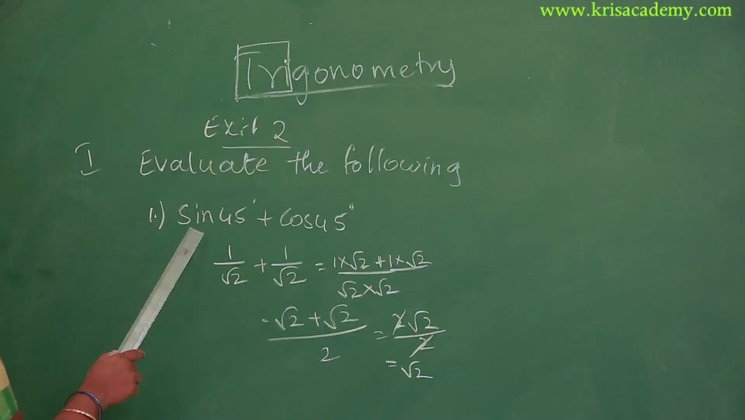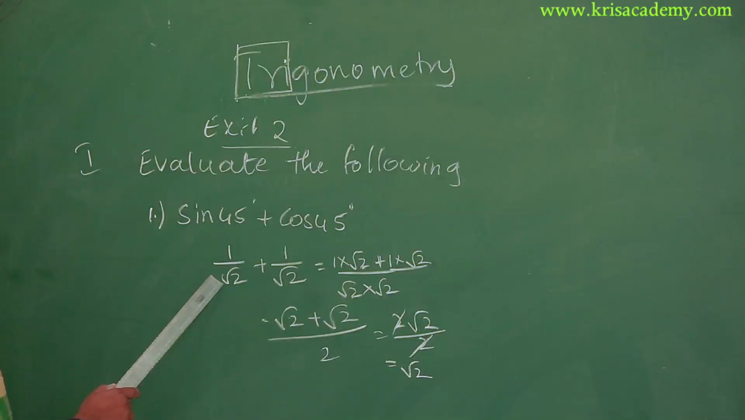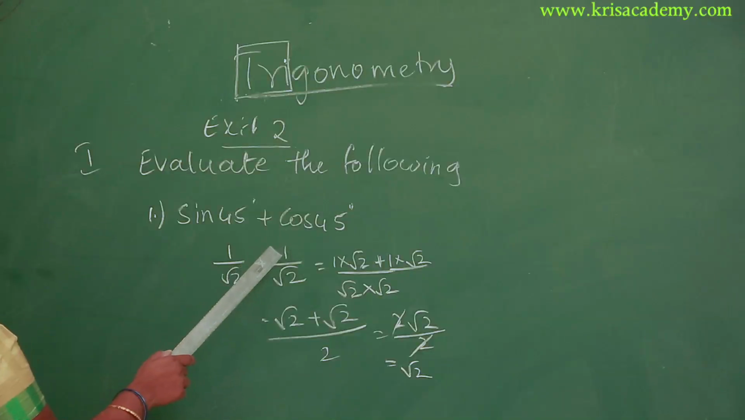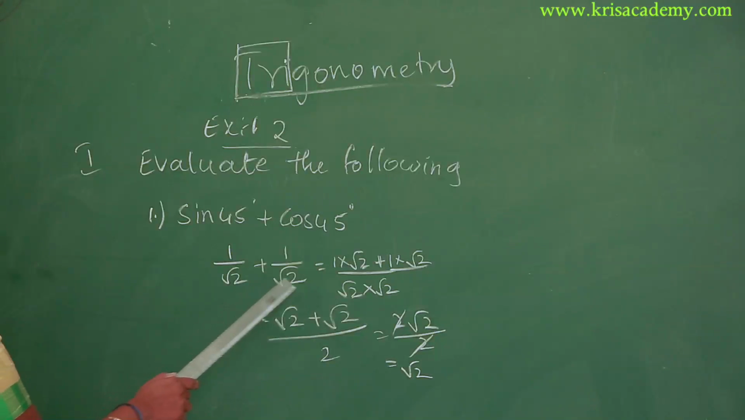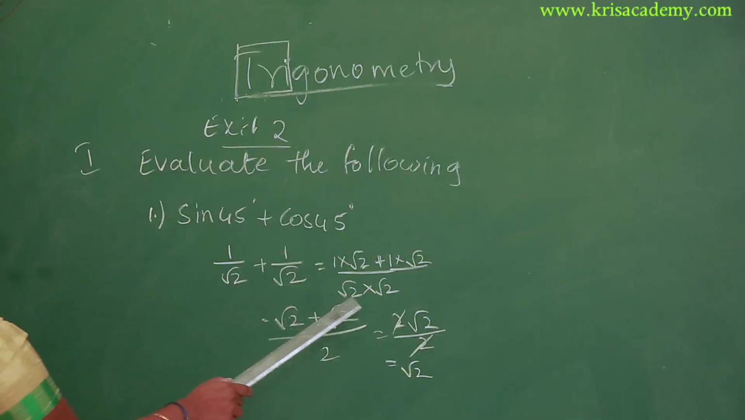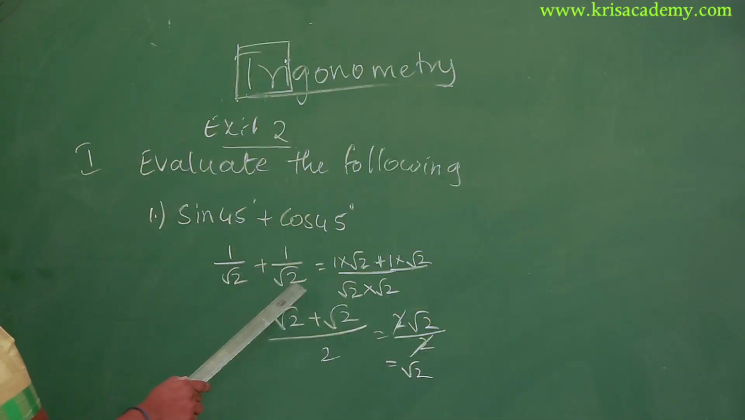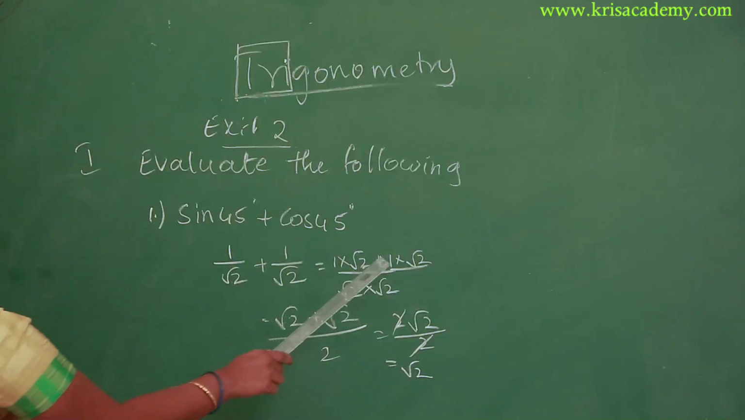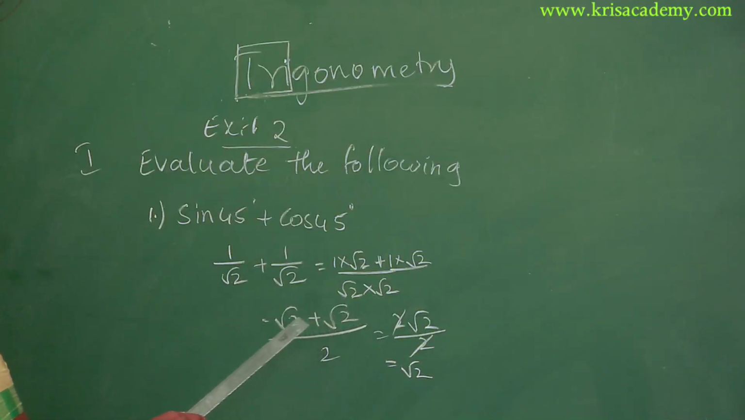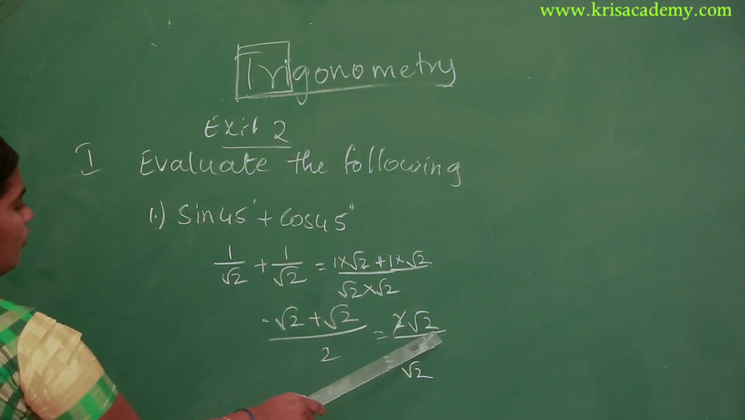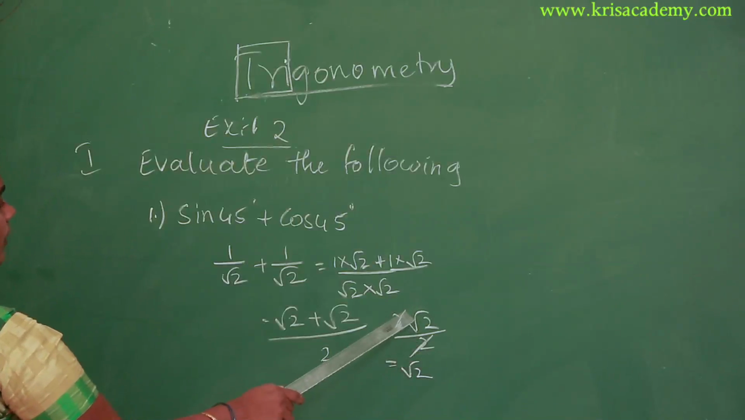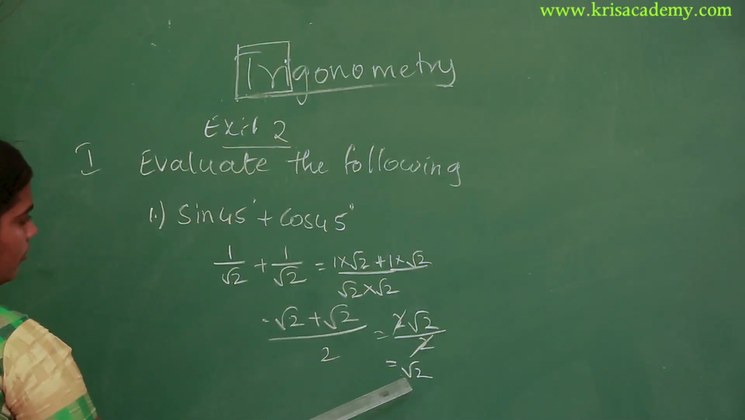So once again, sine 45 degrees is 1 by root 2. Cos 45 degrees value is also 1 by root 2. So we have to multiply the denominators, root 2 into root 2, which is 2. 1 into root 2 plus 1 into root 2. 1 into root 2 is root 2, 1 into root 2 is also root 2. Root 2 plus root 2 is 2 root 2 by 2. 2 will get cancelled. The value is root 2.